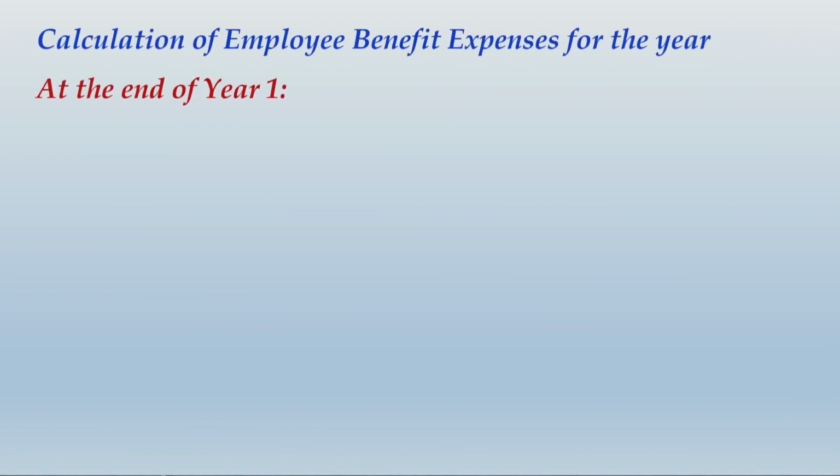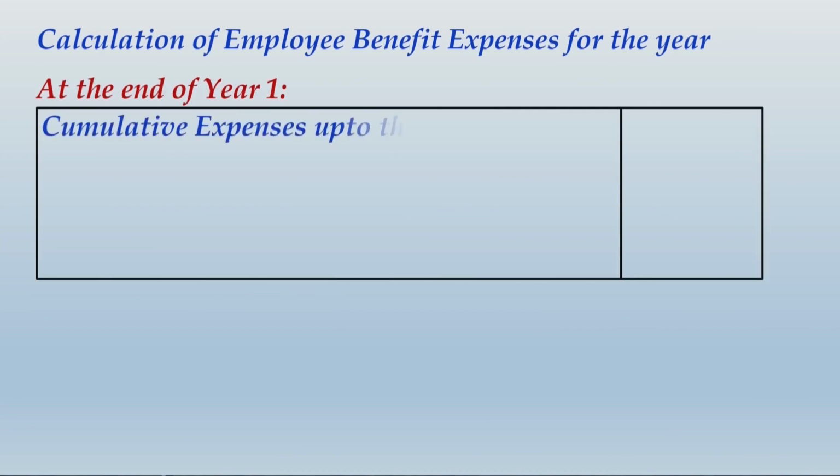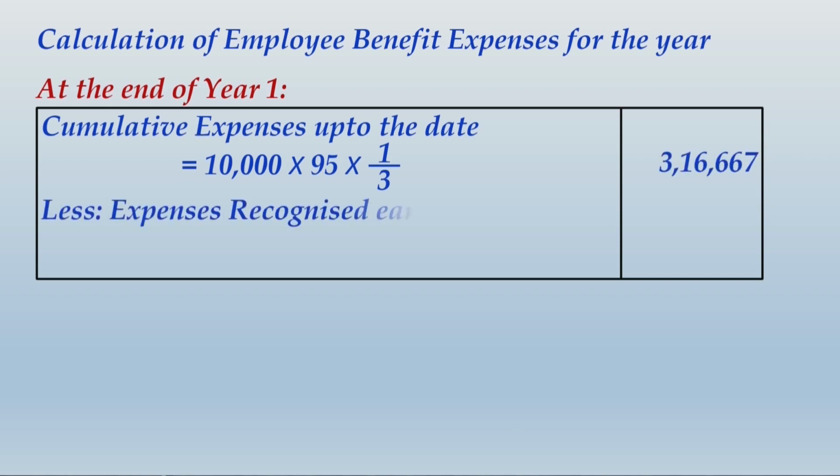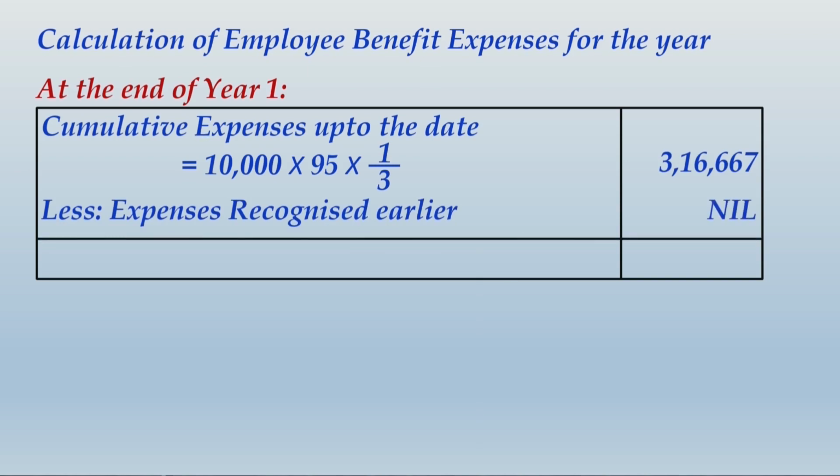In your solution with respect to the first year, the usual calculation will be made, that is, you will compute the cumulative expenses up to the date, and that will be 10,000 shares multiplied by 95 into 1 by 3, because we are expecting that this is the first year passed out of the total 3 years of vesting period, and this comes to 3,16,667. No expense has been recognized earlier, so the entire amount, that is 3,16,667, will be recognized in the first year.